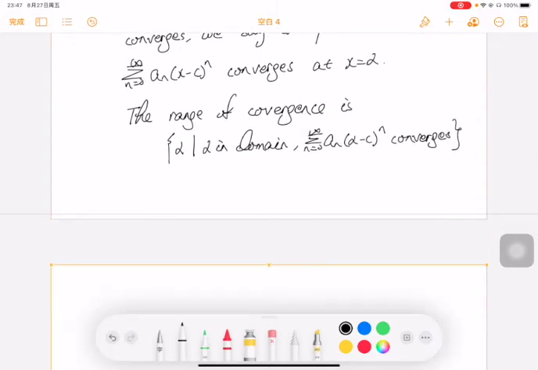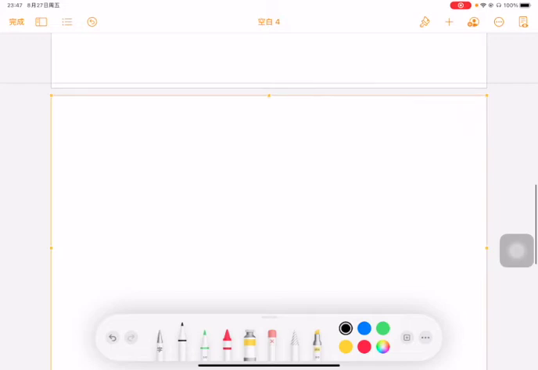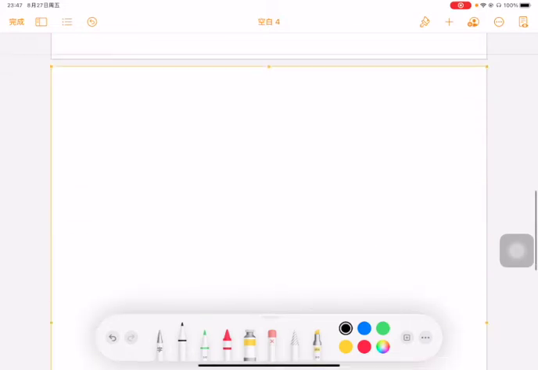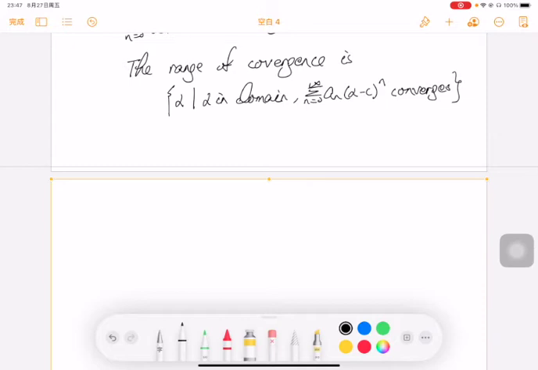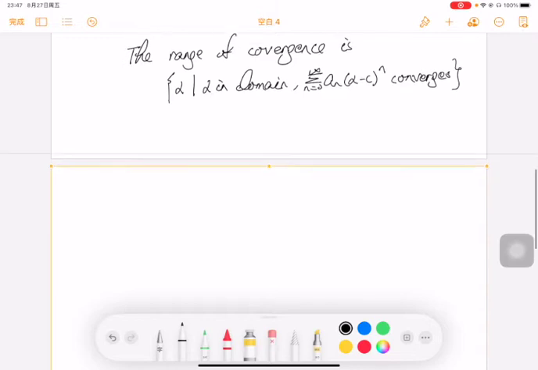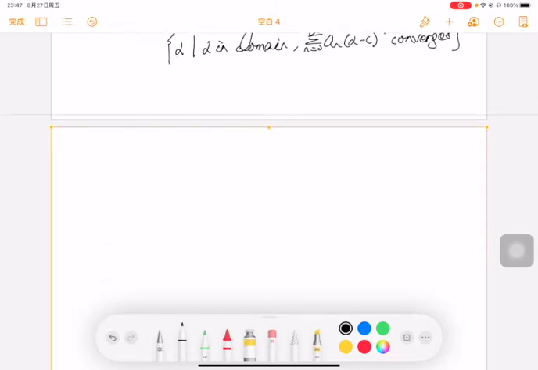As it turns out, for a power series, you can only get three types of range of convergence. You can't just get arbitrary points where the power series converges. It either converges only at the center, x equals c, or it converges on some interval around c, or it converges on the entire real line. So that's the theorem for the convergence of power series.